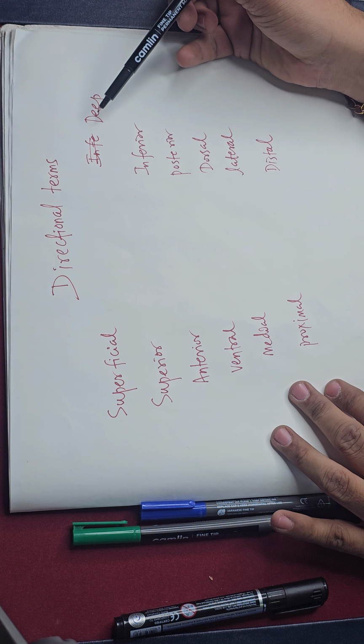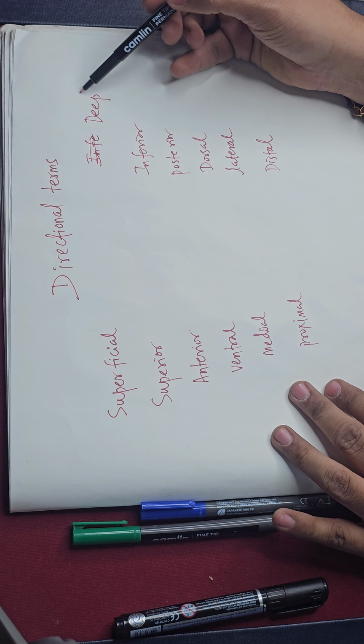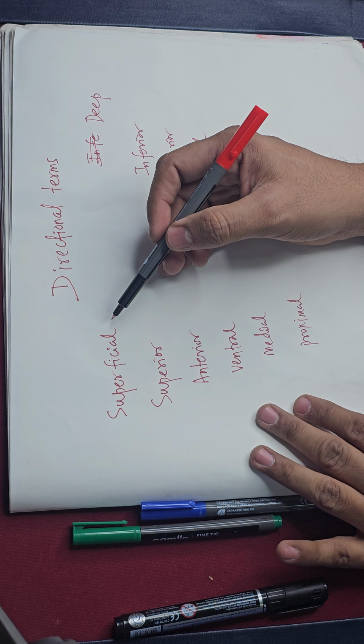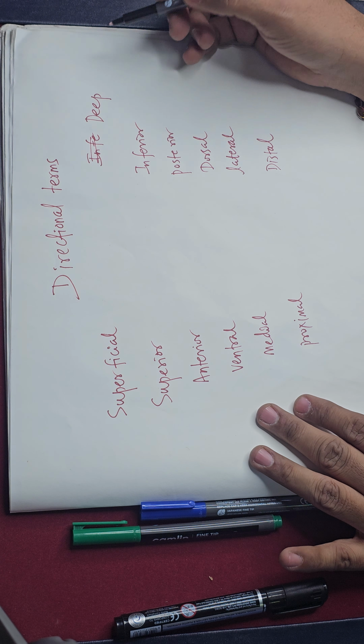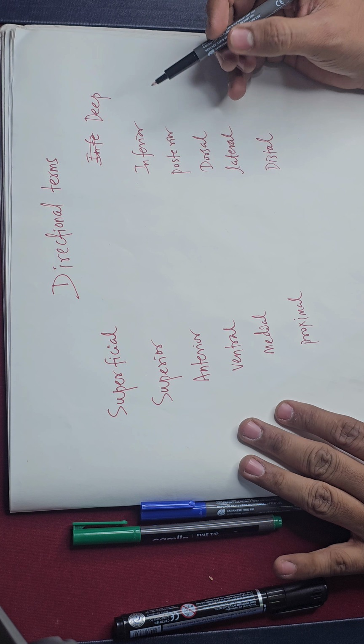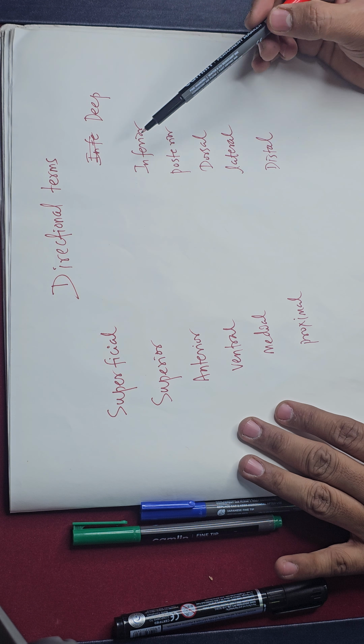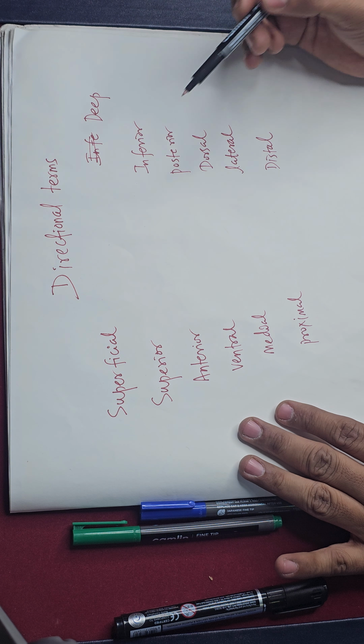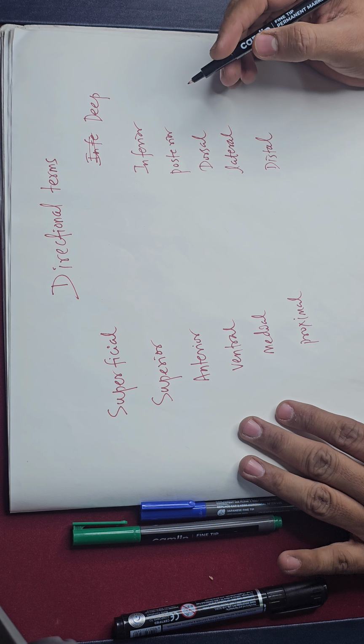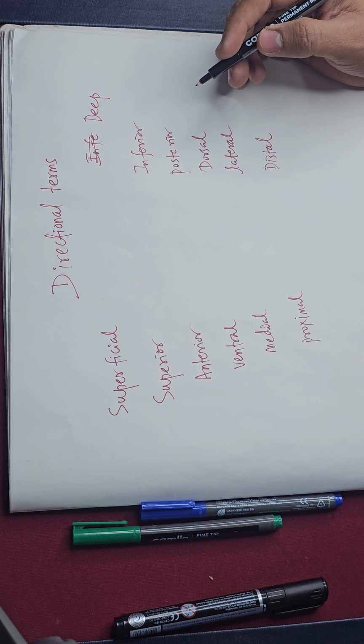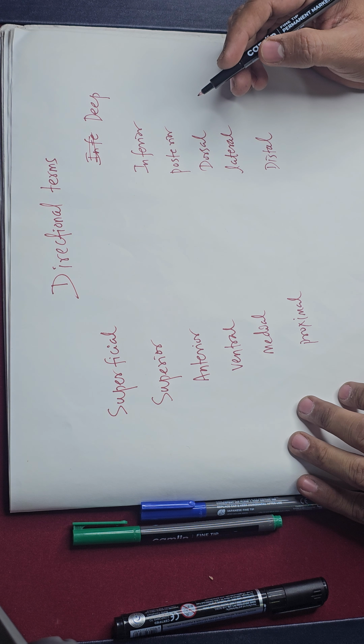So superficial and deep, as the name suggests, superficial is the superficial part of the body, deep is a deeper part of the body, as a general understanding. Superior and inferior. Superior is above, inferior is below. It is respectively towards the point of anatomical structure you are focusing on.